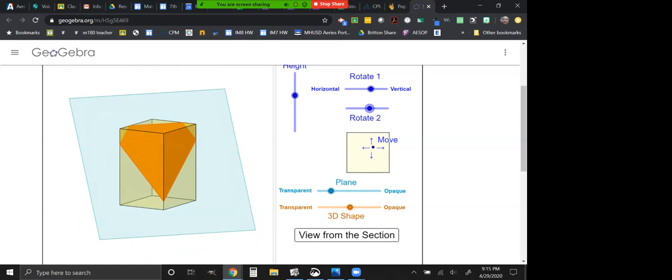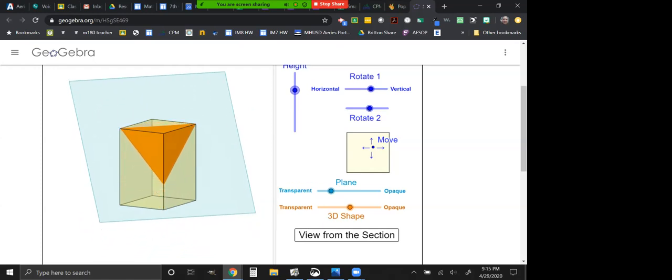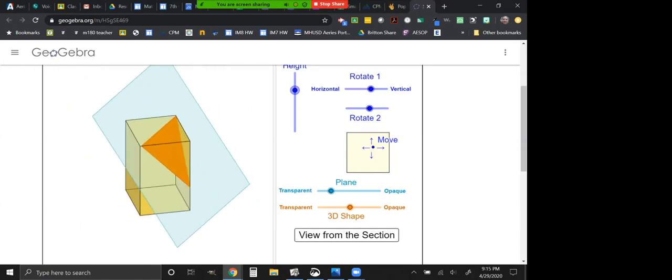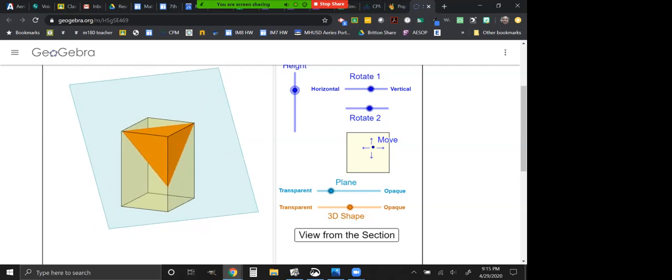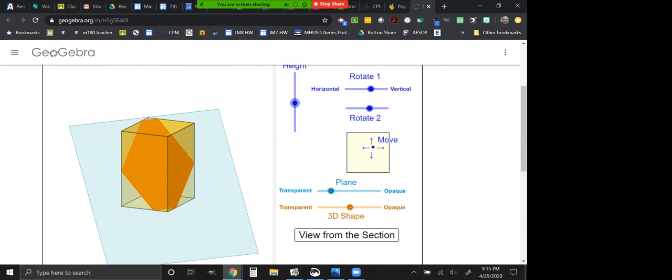Let's see, what if I were to make this go lower? Still a pentagon. Oh, look at that. That looks to me like a triangle. Does that look like a triangle to you? Yeah, we can do a triangle. So we just did a triangle and a pentagon. Let me take that back down. I have an idea. What if I go really low with it?